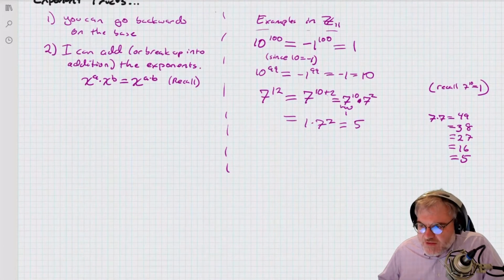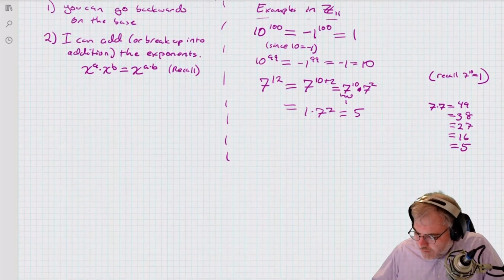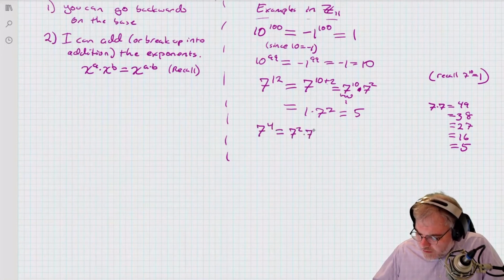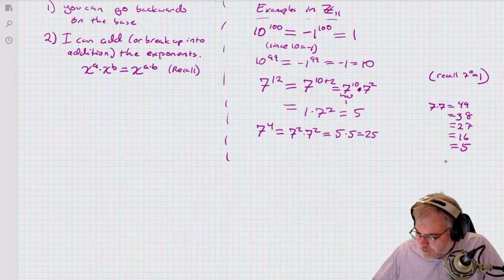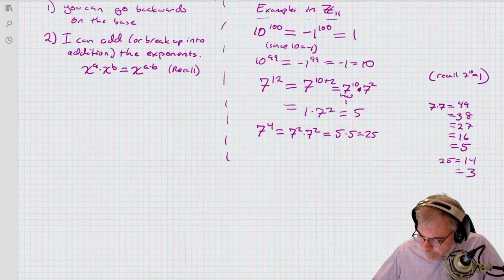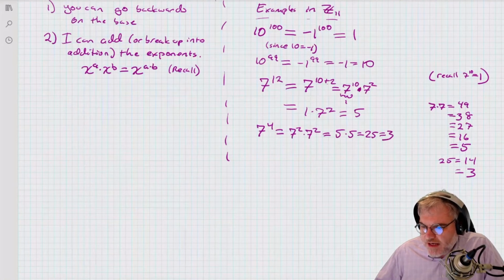Also note, this gives me an easy way to figure out what 7 to the 4th was. So 7 to the 4th equals 7 squared times 7 squared, which equals 5 times 5 equals 25. And now I do some subtraction. 25 equals 14, equals 3. How do we feel about those tricks, 1 to 5?